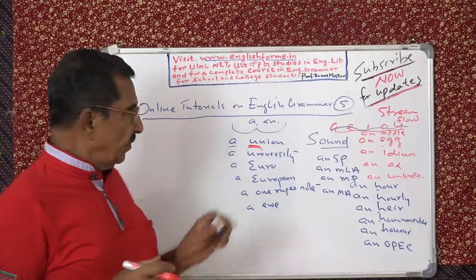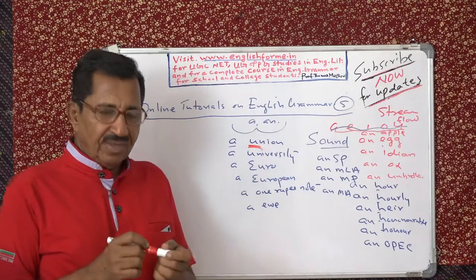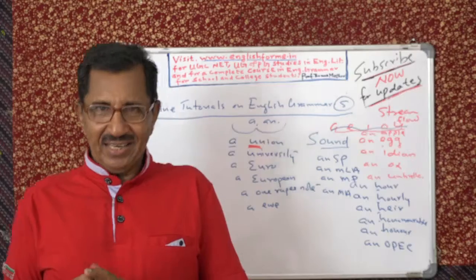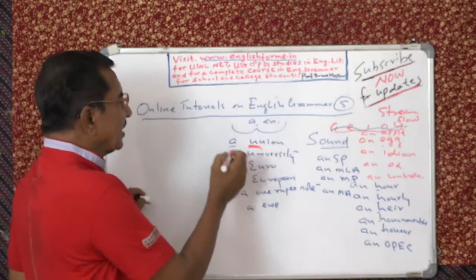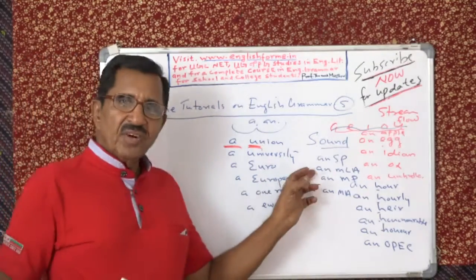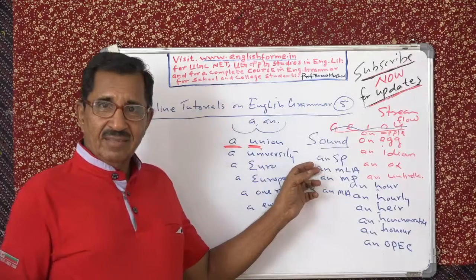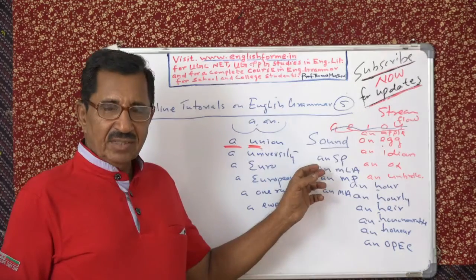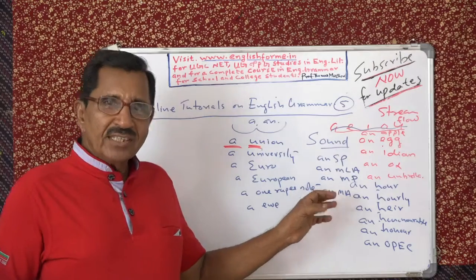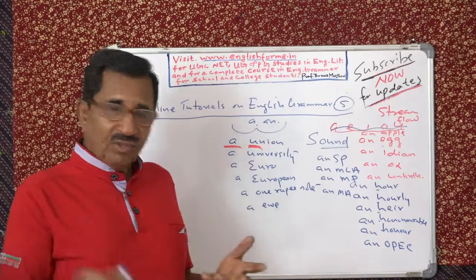Not U. If you say onion, then you can say an onion. But that is not the way you pronounce it. You pronounce it as union. So this is a consonant sound and that's why you are using A here. Same with university, we don't say an university. Trivandrum University, we don't say. In the university. Yeah. That is consonant.